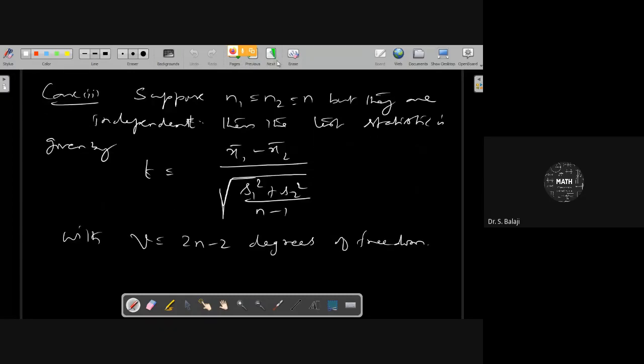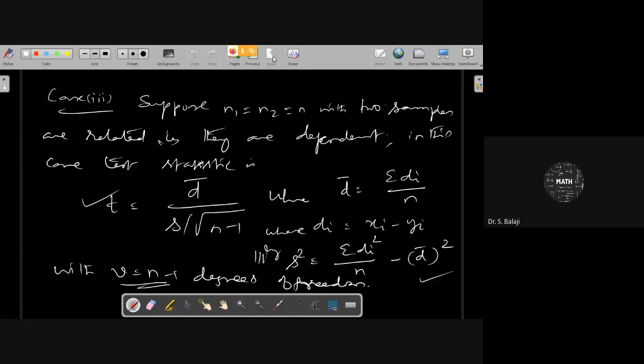The next one is where sizes are equal but the samples are not related at all, they are independent. Substitute n1 equal to n2 equal to n in the previous formula, and you get this one with 2n minus 2 degrees of freedom.